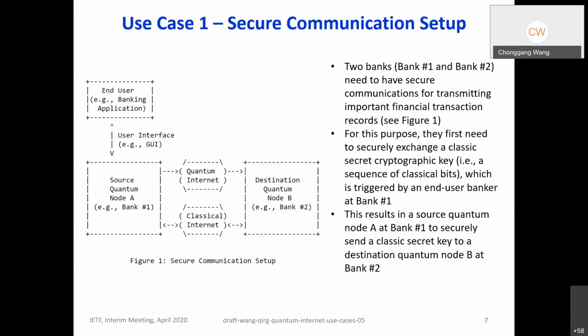We assume each bank has a corresponding quantum node, A and B. For this purpose, the requirement is to securely exchange a classical secret cryptographic key, which could be triggered by either bank number 2 or bank number 1. In figure 1 shown here, we show it triggered by an end user in bank number 1. So this use case needs a secure communication setup. In the document, we describe some procedures using quantum key distribution, QKD, as an example to show it can serve this use case.